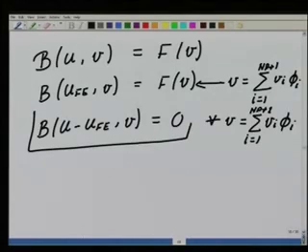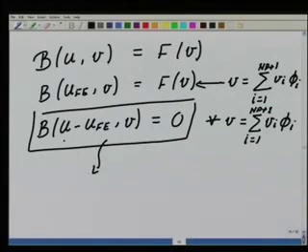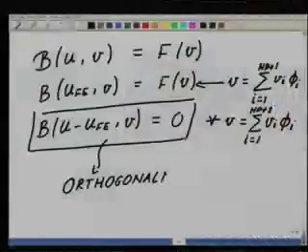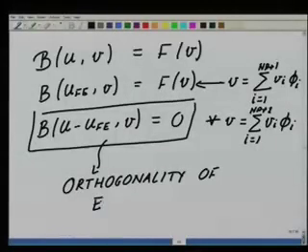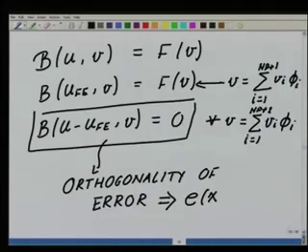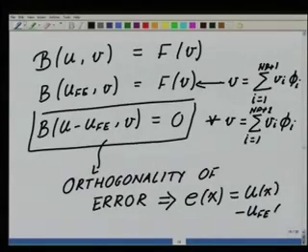This property is called orthogonality of the error. Till now we have not introduced this term. This error is given by the function e(x), which is equal to u(x) minus u_FE(x). So it turns out that for all these v's, if you take the bilinear form of u minus u_FE, it is equal to 0. So how does this property really help us? You see that out of this, we will end up getting a very curious thing.